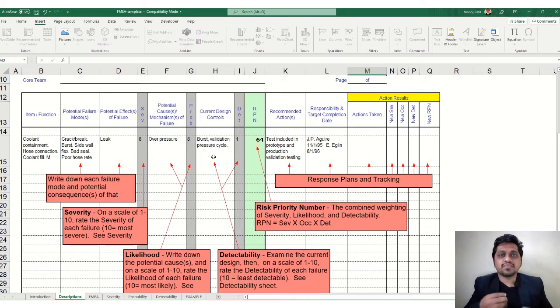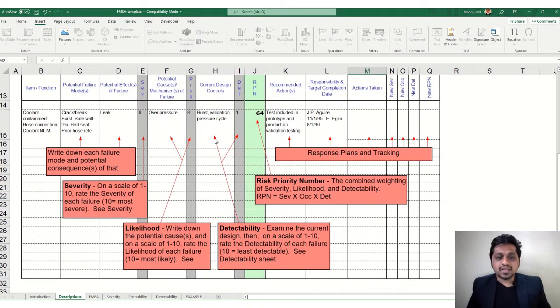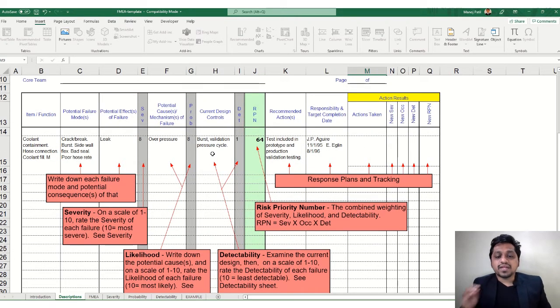Whether we have taken some pressure sensor, some burst control mechanism, or say we have validated the machine. So here we have to write down what the current design controls are, the current controls in our design that we have taken care of against this particular failure. And then there is detectability.